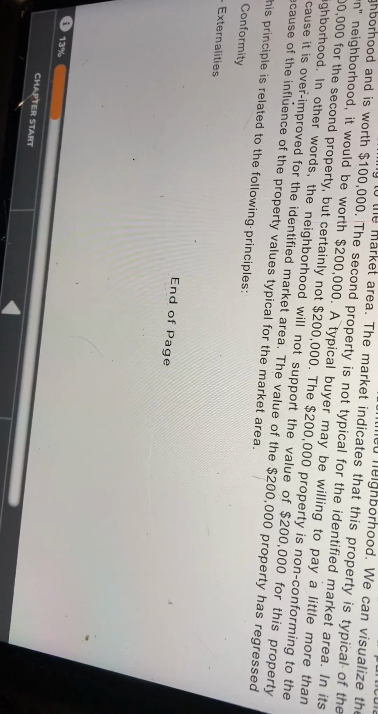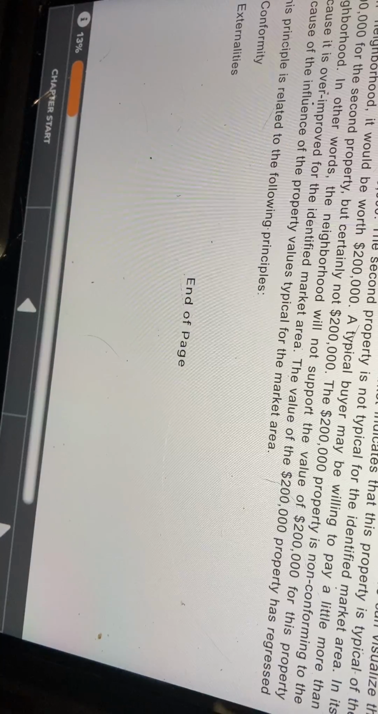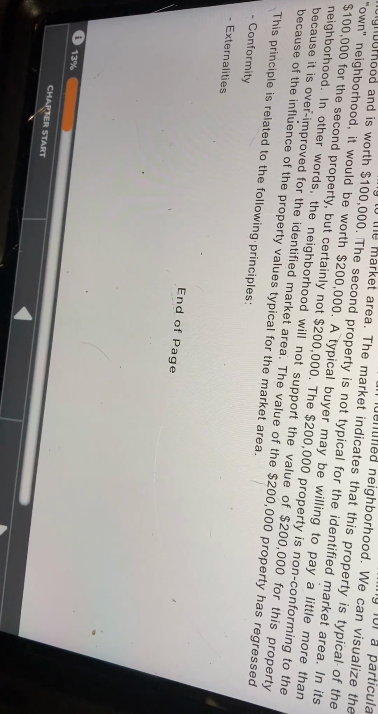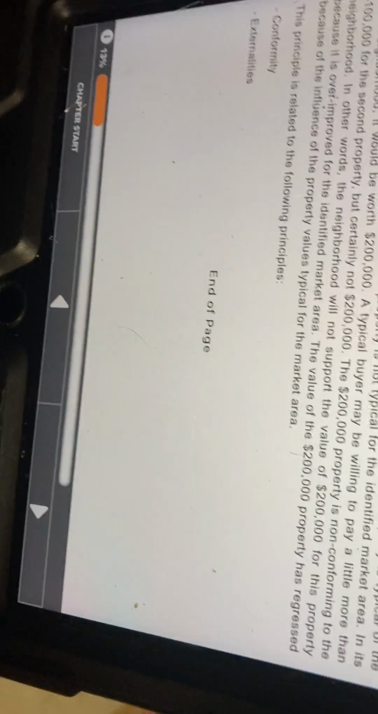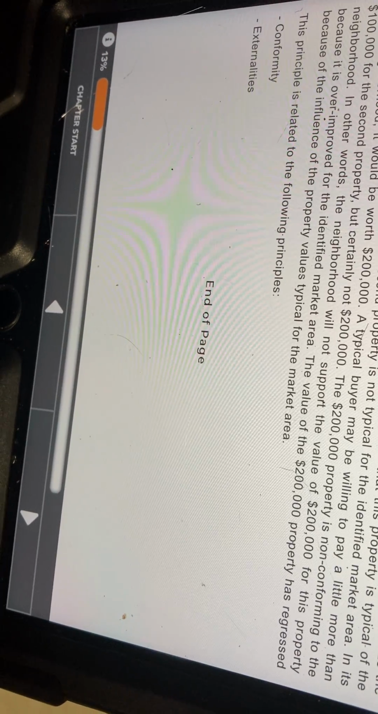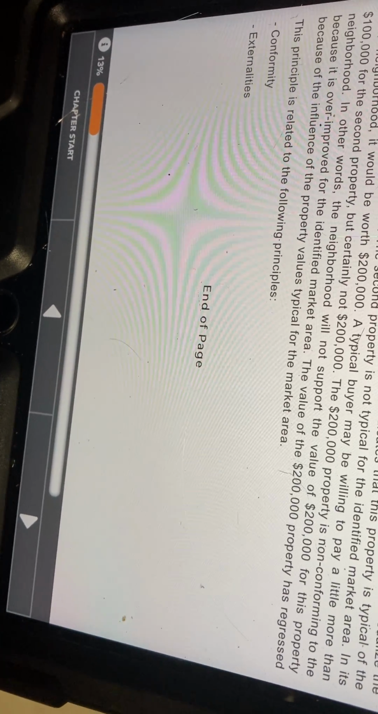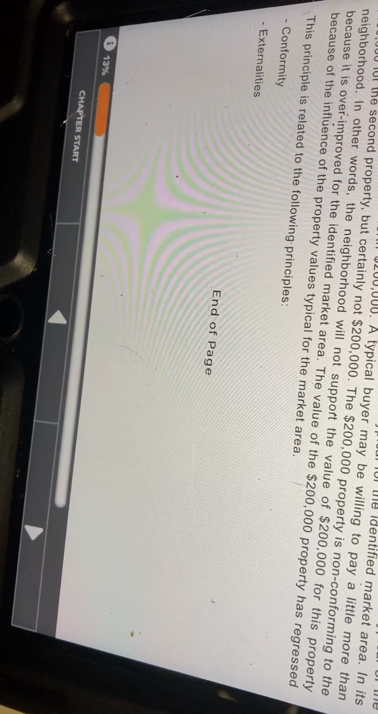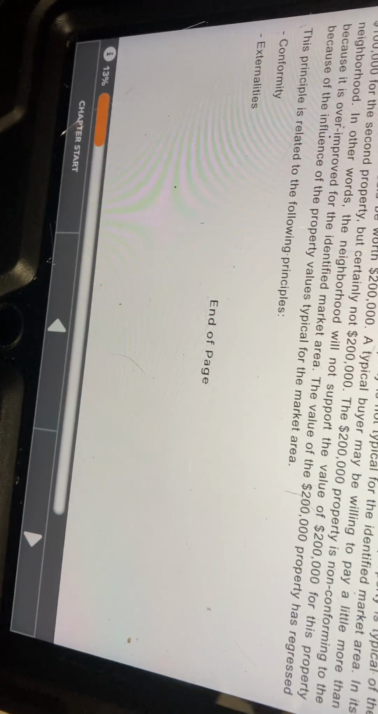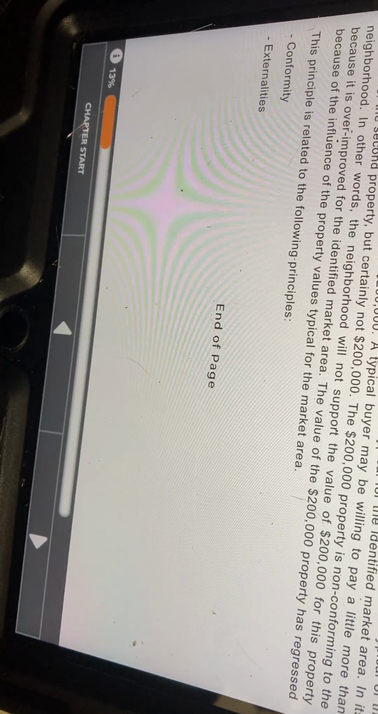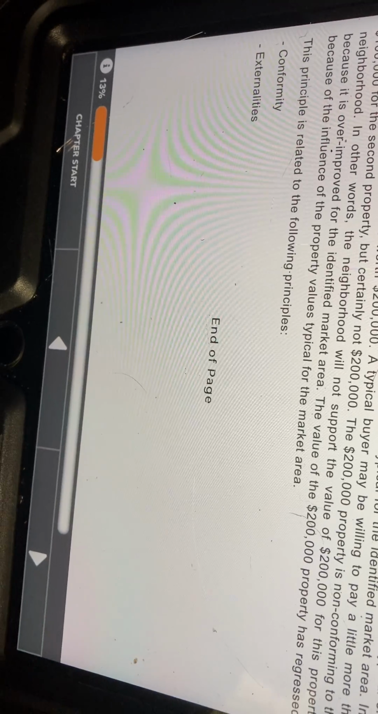In other words, the neighborhood will not support the value of $200,000 for this property because it is over-improved for the identified market area. The value of the $200,000 property has regressed because of the influence of the property values typical for the market area. This principle is related to the following principles: conformity and externalities. End of page.